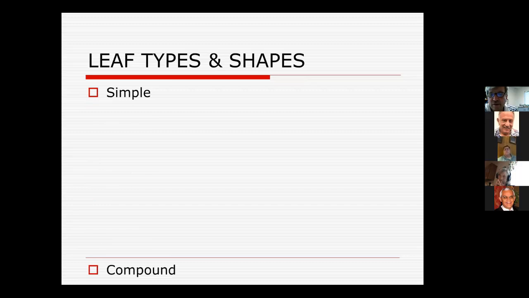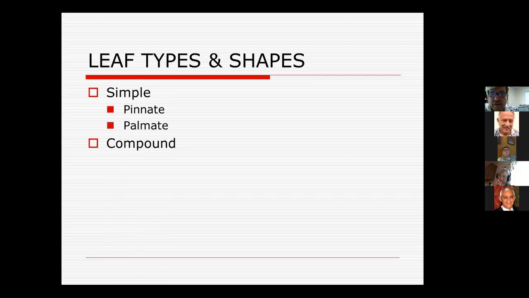First of all, we have either simple or compound leaves. A simple leaf is all in one piece. It's all connected together. And a compound leaf looks like sections of a leaf that are all connected to the same petiole. Remember, that's what attaches it to the stem. So within a simple leaf, you can have a simple pinnate leaf or a simple palmate leaf, which were the two that we showed you before. I'm going to show you pictures again.